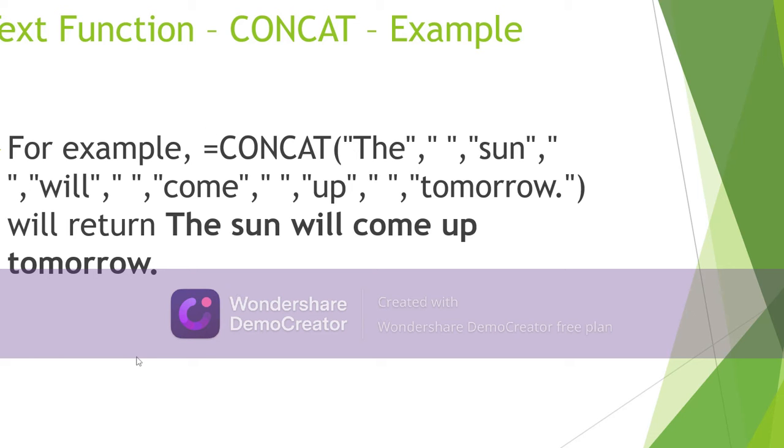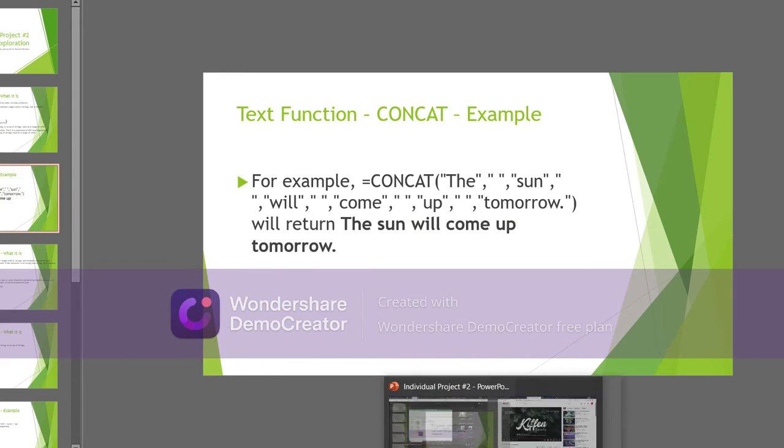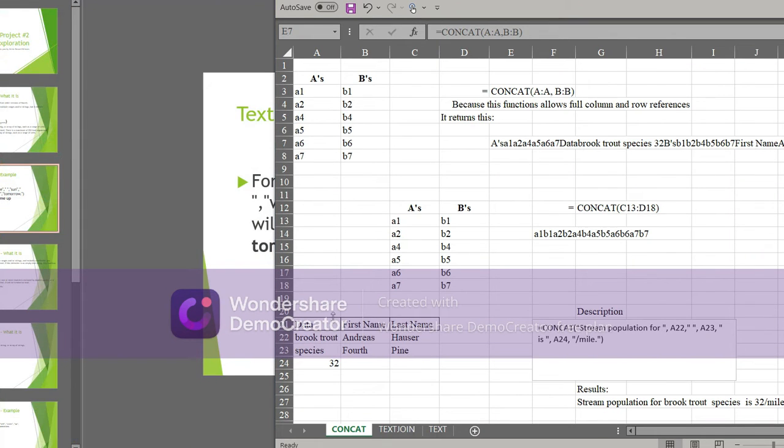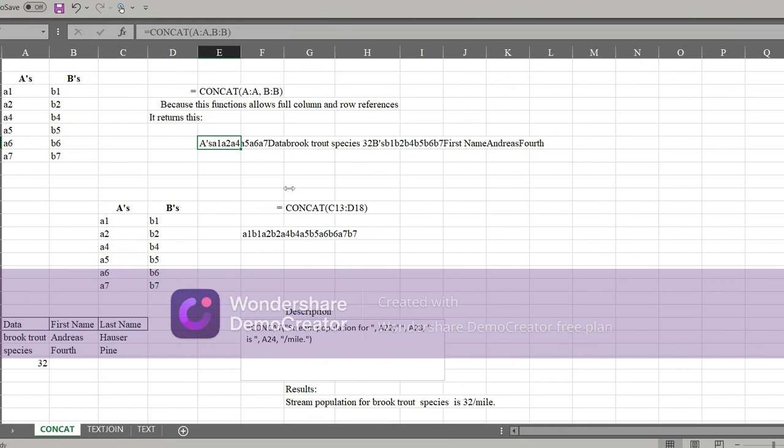Now let's do an example. So what we have here, I put a few examples up there just to see what we can do with this CONCAT function. Now, the first one, you see in the first column and in the second column we have A's and B's ranging from numbers 1 to 7. Now, it says, because this function allows full column and row references, it returns this.